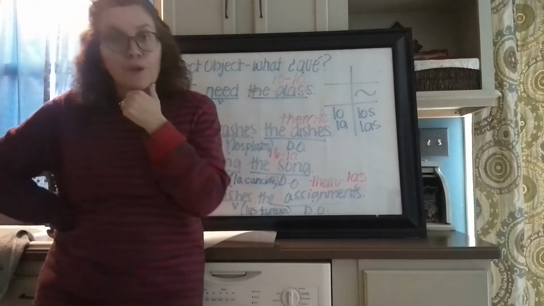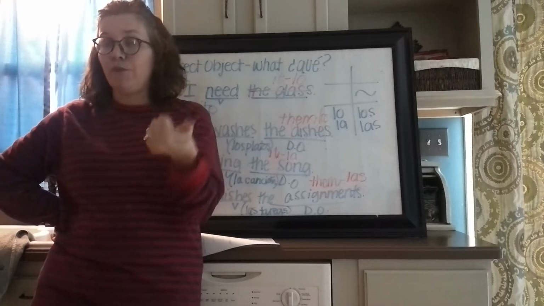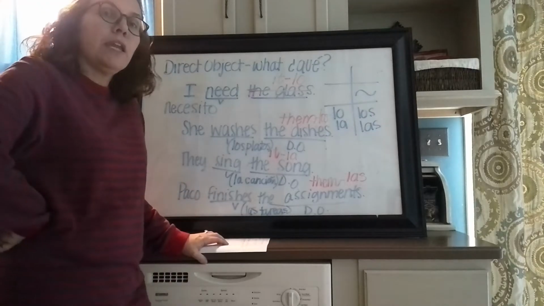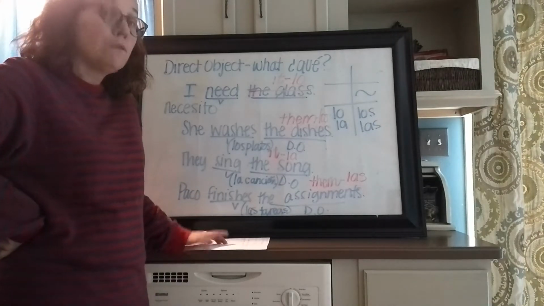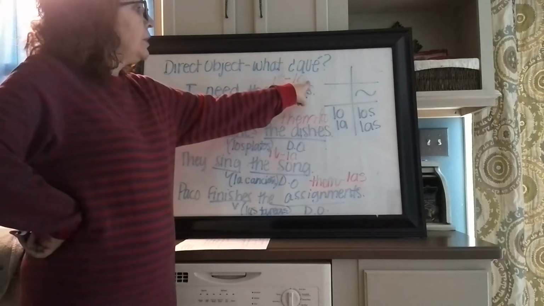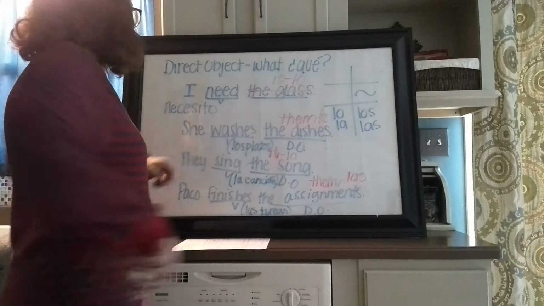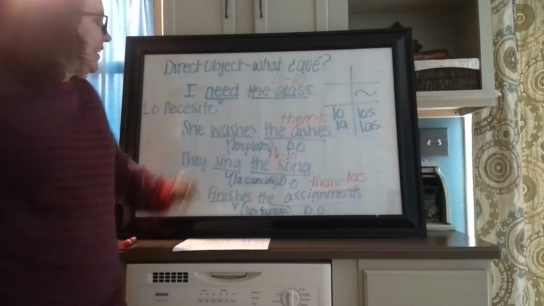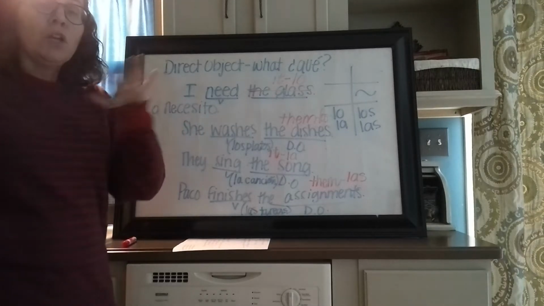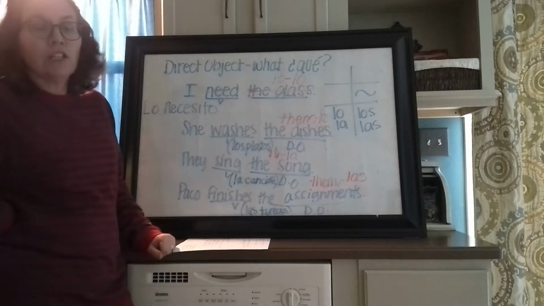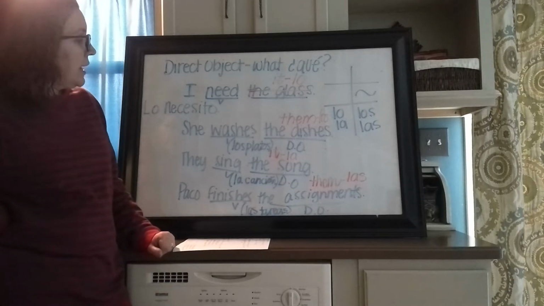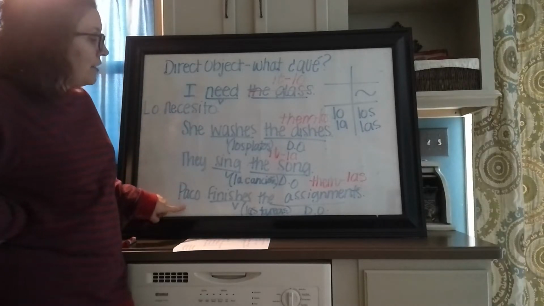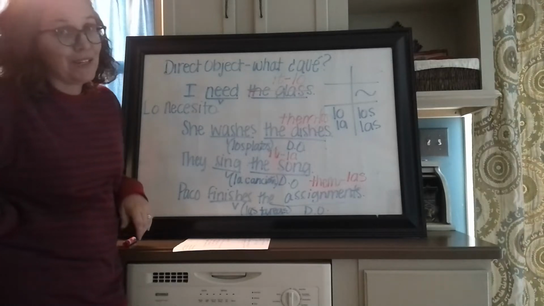Now, go back to our rules of pronoun placement. Our rules of pronoun placement say before the conjugated, attached to the infinitive. Well, we look at our verb. Is it conjugated or is it infinitive? Right, it's conjugated. So where are we going to put our DOP? Before. So it is going to read lo necesito. I need it. Okay, I'm going to pause the video. You're going to take a look at this, and you are going to determine right now how you would say she washes the dishes, they sing the song, and Paco finishes the assignments. Buena suerte.